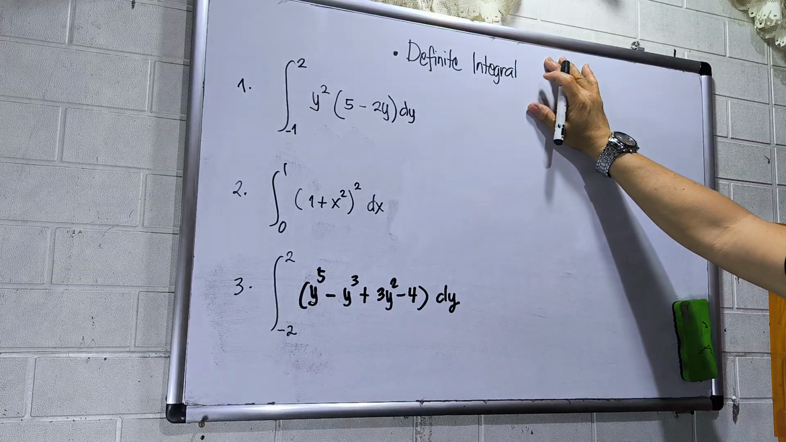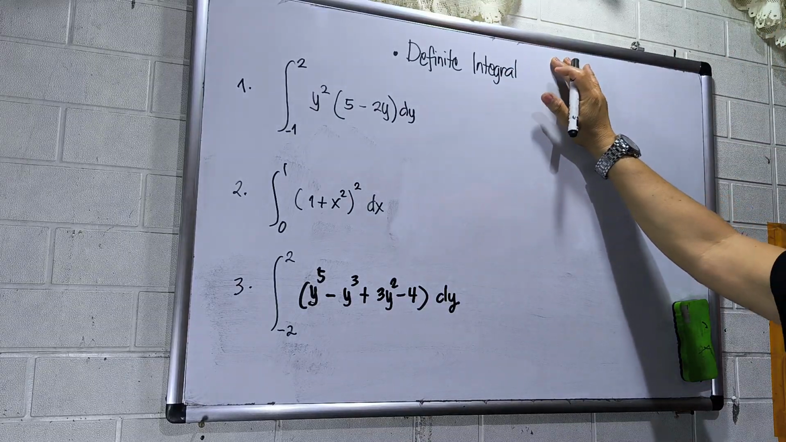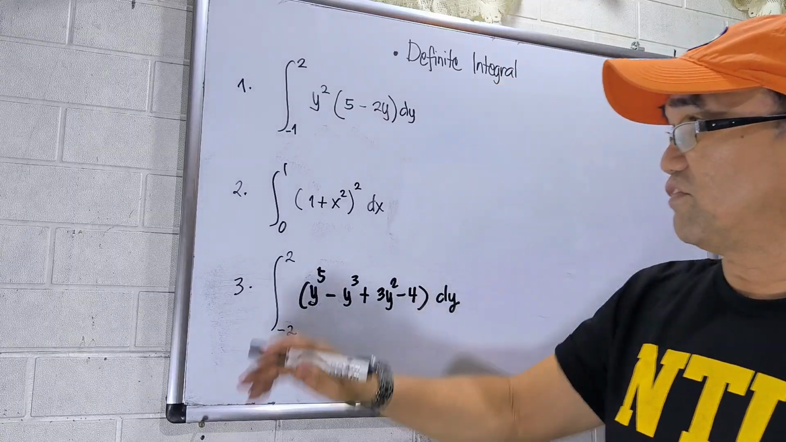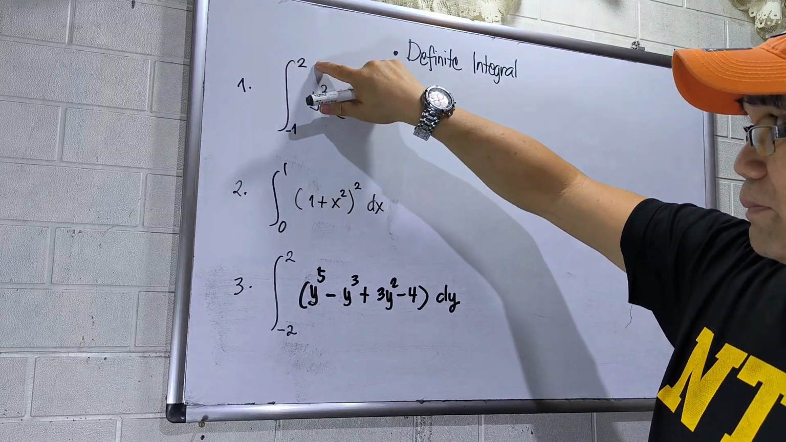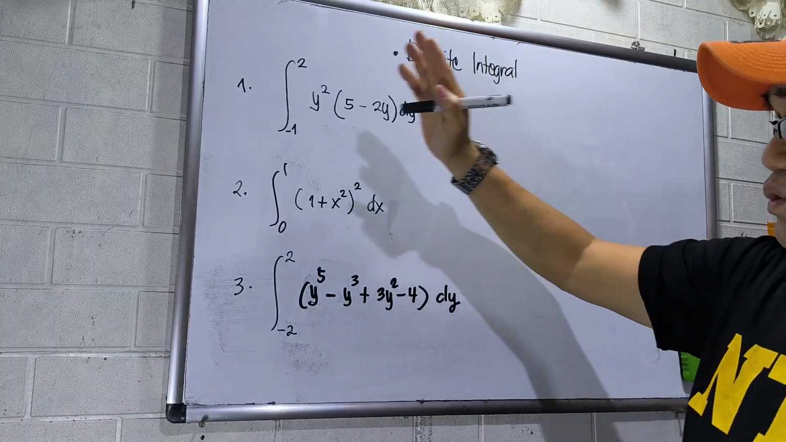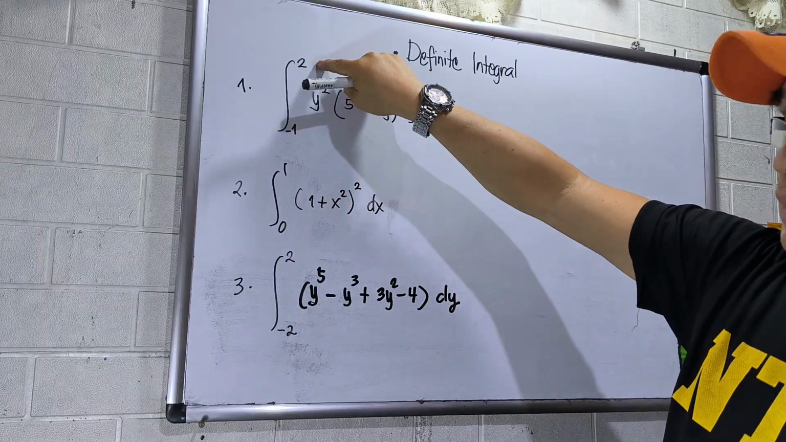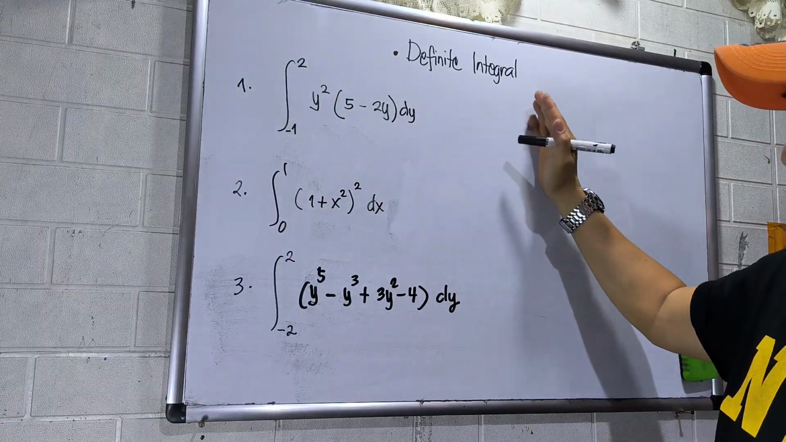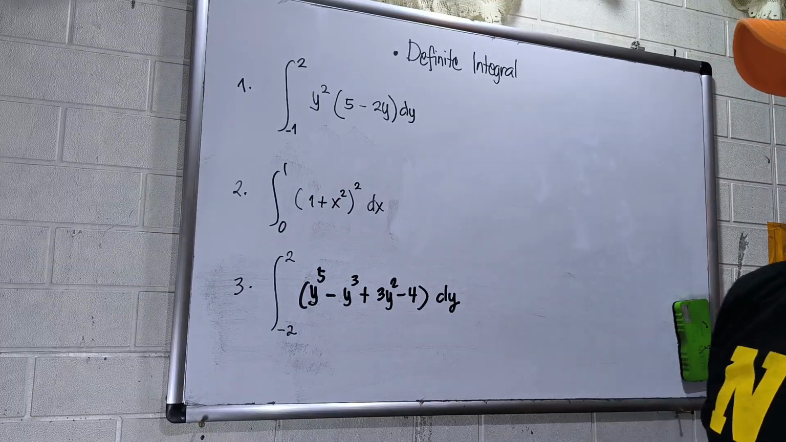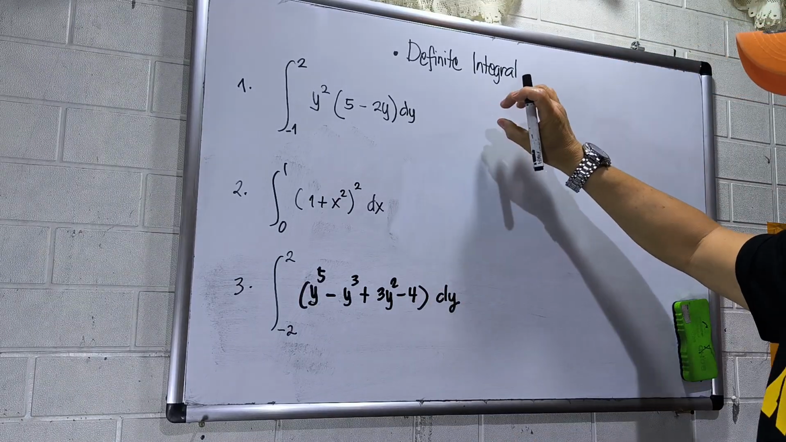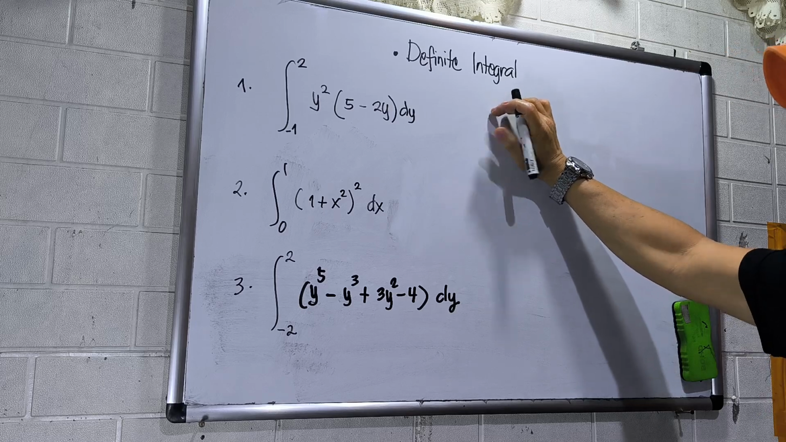The topic is definite integral. What's the difference between definite and indefinite? Definite has two limits, a lower limit and an upper limit, while indefinite doesn't have lower and upper limits, and the answer must have a plus arbitrary constant. But here, we have to find the number, or find the answer.